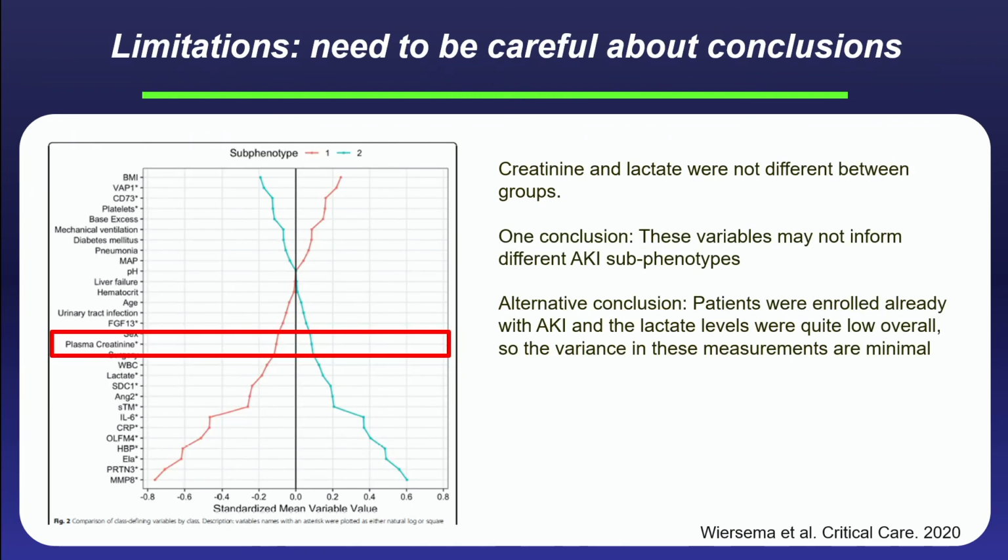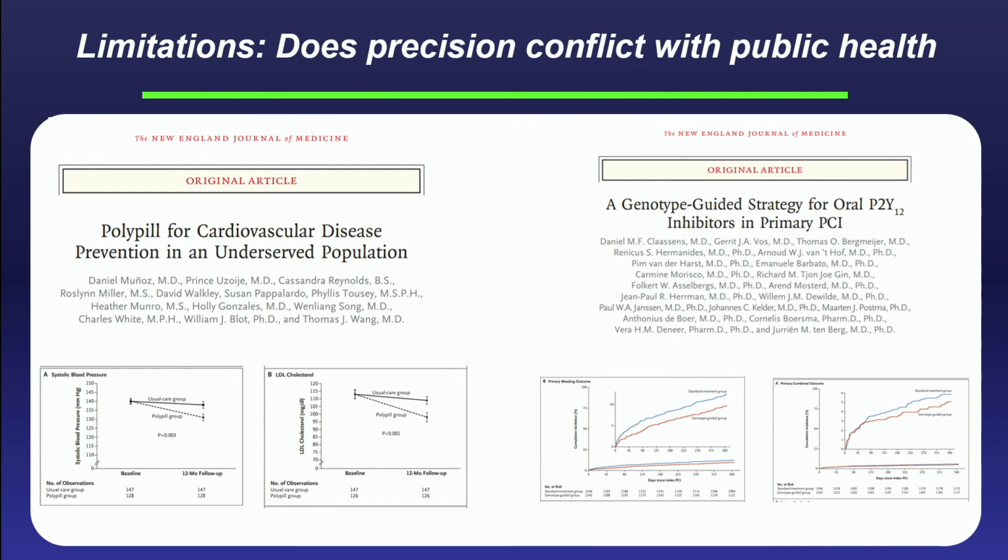And then the final thing is, I think it's always important to know the data that someone's working with when they're identifying these subgroups. Looking back at some of the data from the FIN-AKI study, they found plasma creatinine really didn't separate these two subphenotypes. One observation could be maybe creatinine is not important in identifying different subgroups of AKI. But another potential observation could be that there's not that much variance in creatinine measurements because everyone enrolled had acute kidney injury.